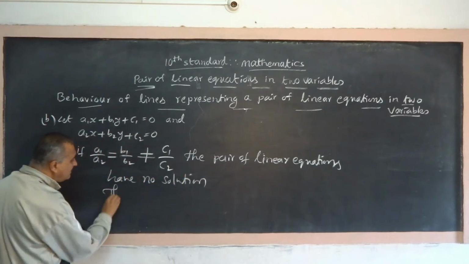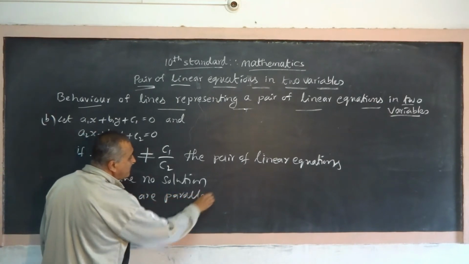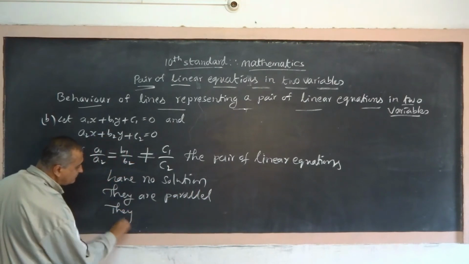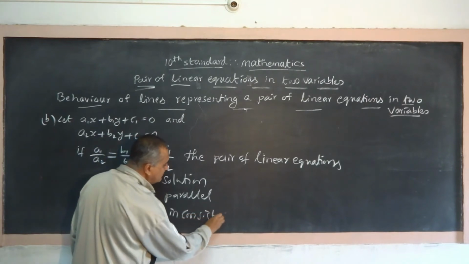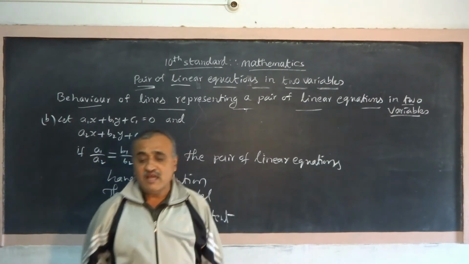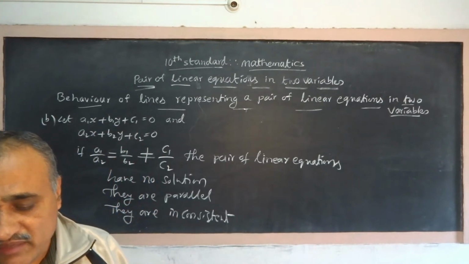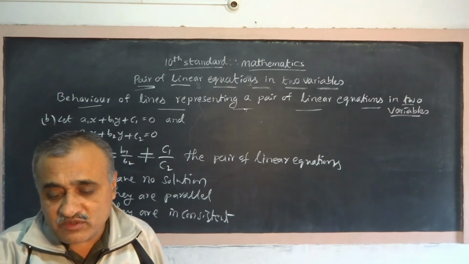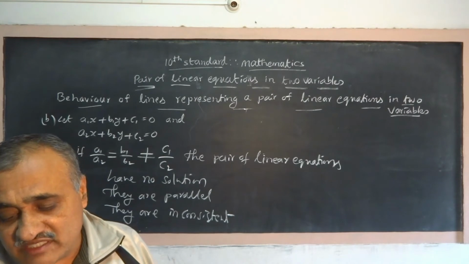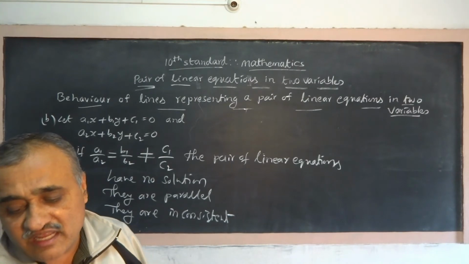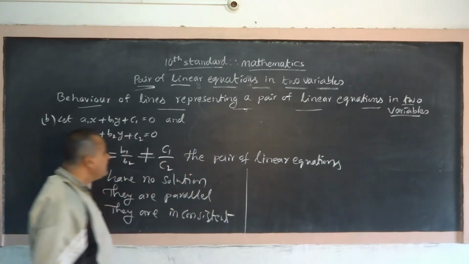They are parallel, they are inconsistent. They are parallel and as well, they are called inconsistent. If a1 by a2 is equal to b1 by b2 is not equal to c1 by c2, then the pair of linear equations has no solution. The lines are parallel, they are called an inconsistent pair.